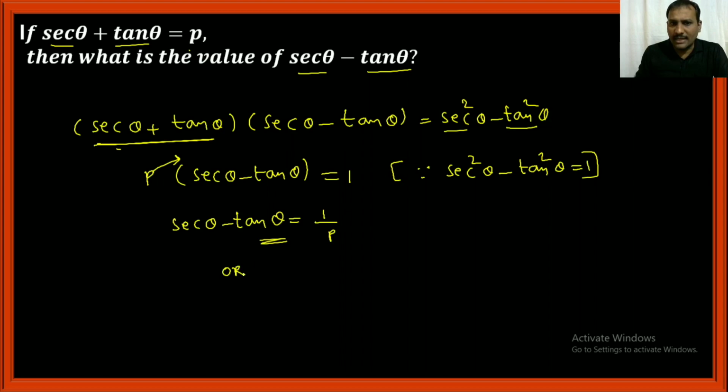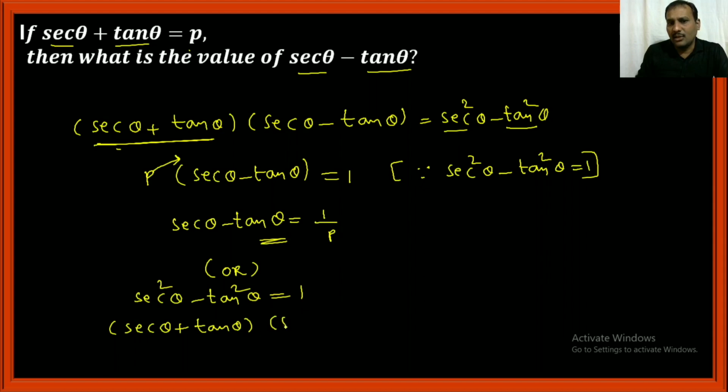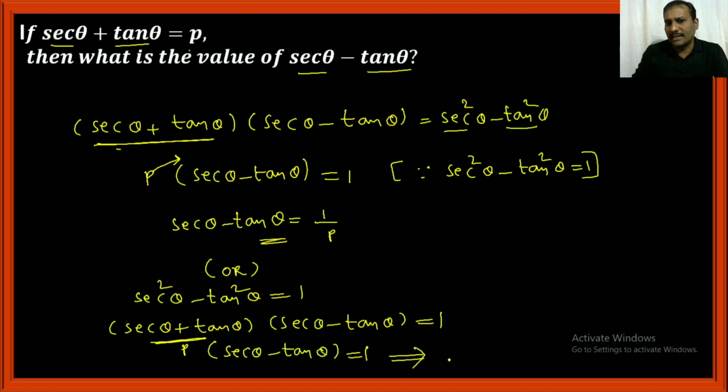Or you can use the trigonometric identity directly here. We know that secant square theta minus tan square theta is equal to 1. This is in the form of a square minus b square, so you can write it as secant theta plus tan theta into secant theta minus tan theta is equal to 1. But we know that this value is P. So P into secant theta minus tan theta is equal to 1. From that you can find secant theta minus tan theta as 1 by P. So anyway, you can find the answer.